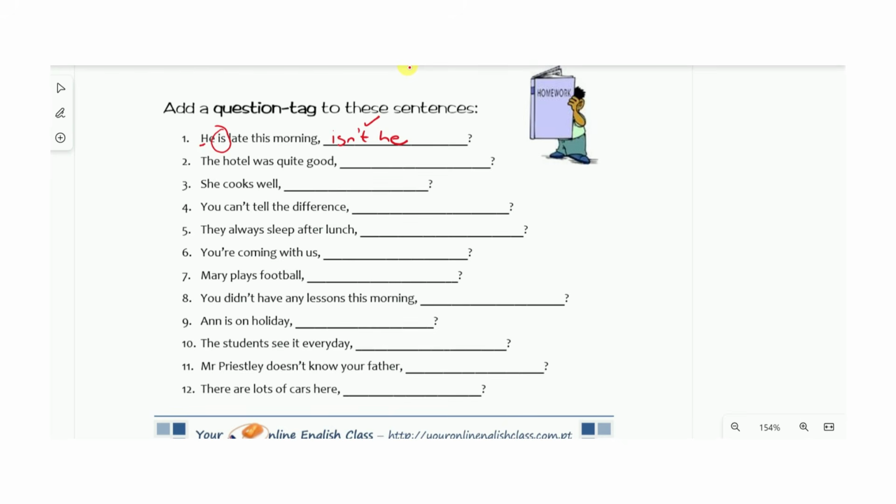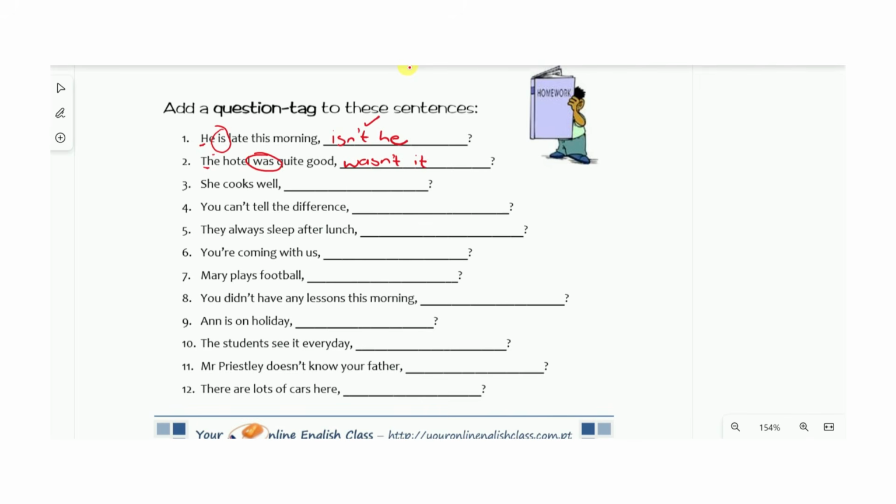"The hotel was quite good." Now we look into the statement. Again, we've got an auxiliary verb that we can use to formulate a question tag. We've got the word "was," and then we've got the word "there." So we can't say "wasn't there." We are going to say "wasn't it." So we formulate a question tag that is negative because the statement is how? Positive. So it's going to be "wasn't it." We change that "there" to become "it." You must be careful with the subjects when you add question tags. Please ensure that the subjects that need to be changed are changed accordingly.